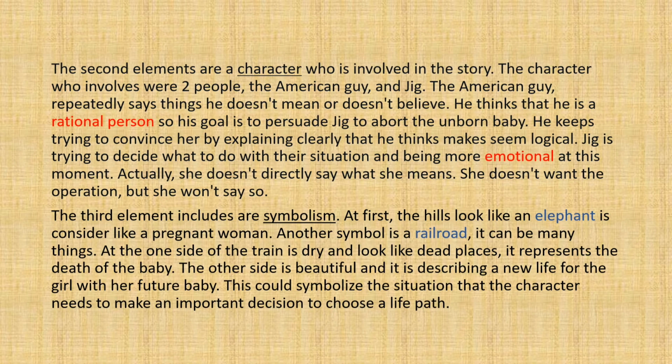The second element is the characters who are involved in the story. The characters involved are two people, the American guy and Jig. I described the American guy as a determined person. He persuades Jig to abort the unborn baby. And the second, Jig, is an emotional person in this story. She is trying to decide in their situation, but she is in a dilemma about whether to abort the child or not.